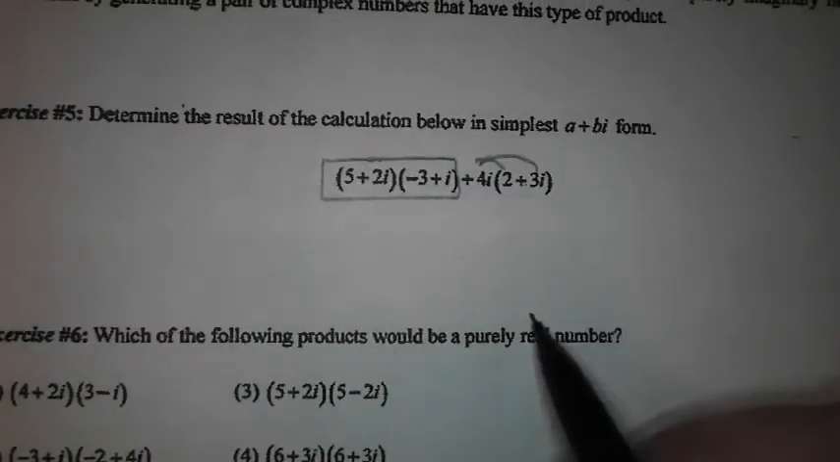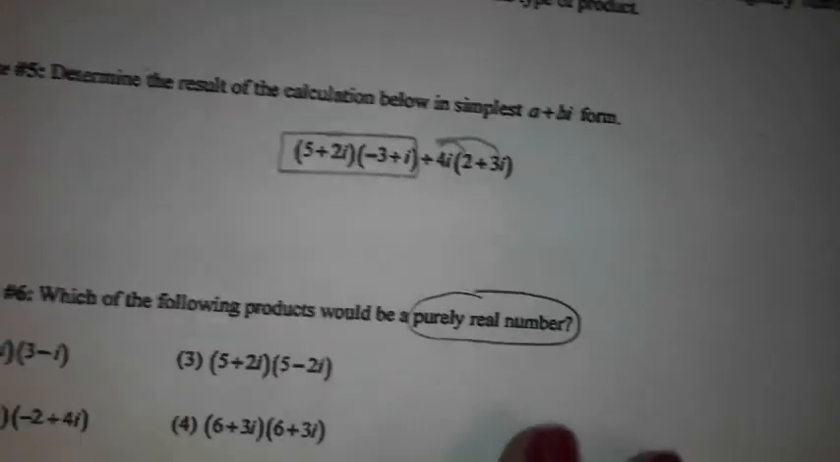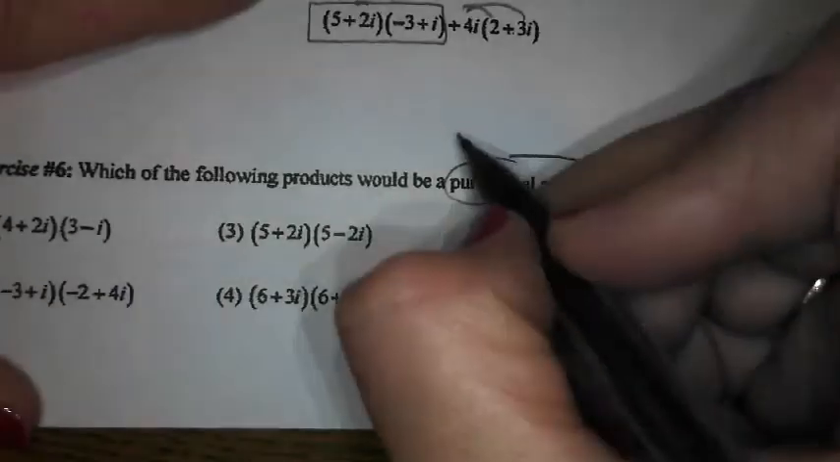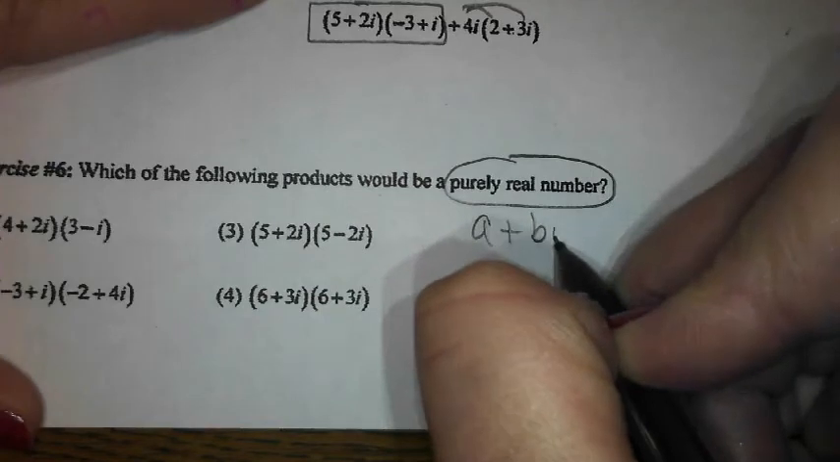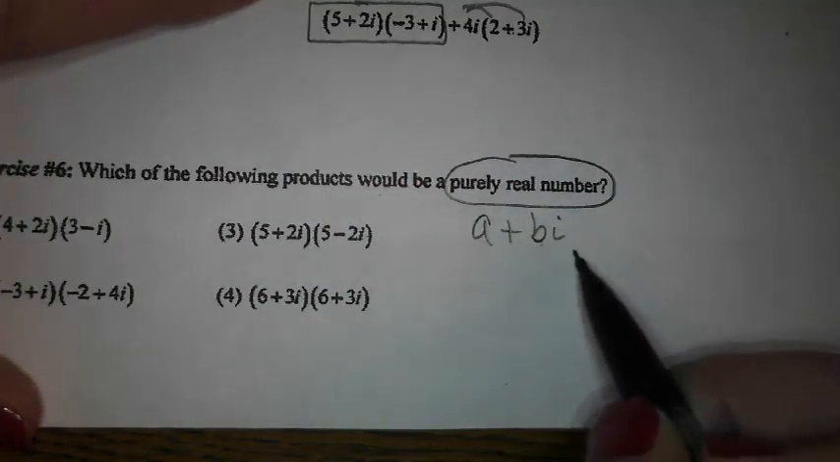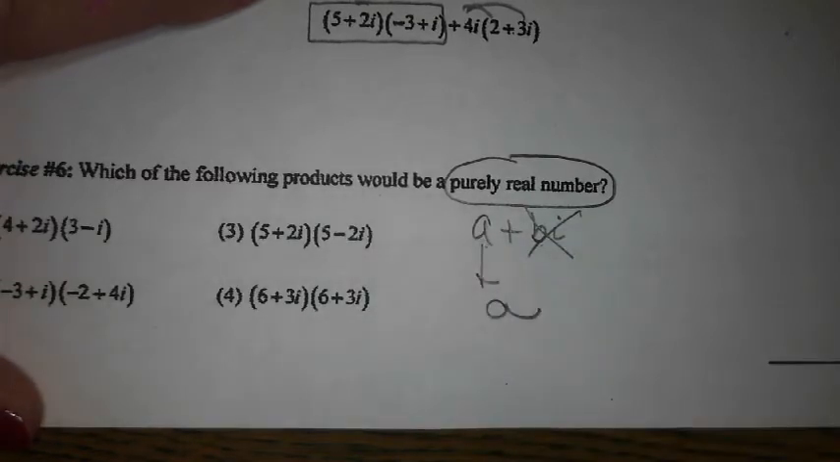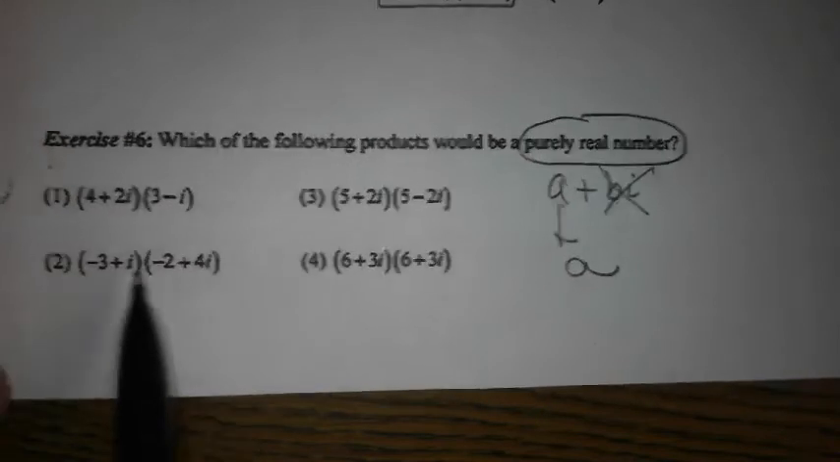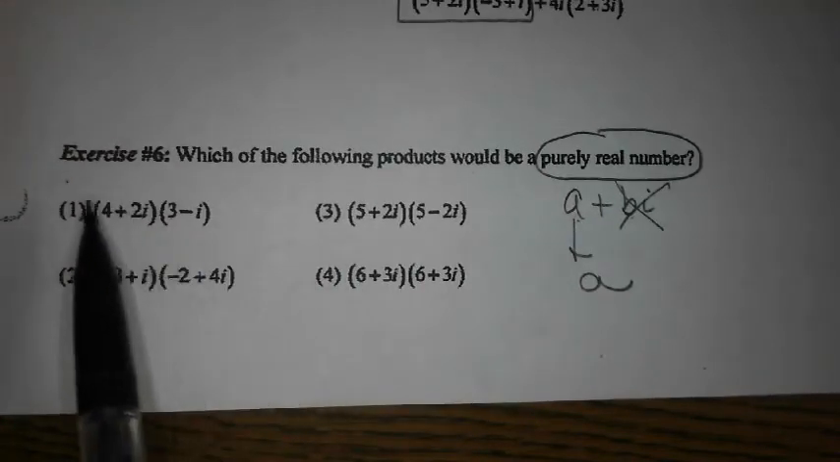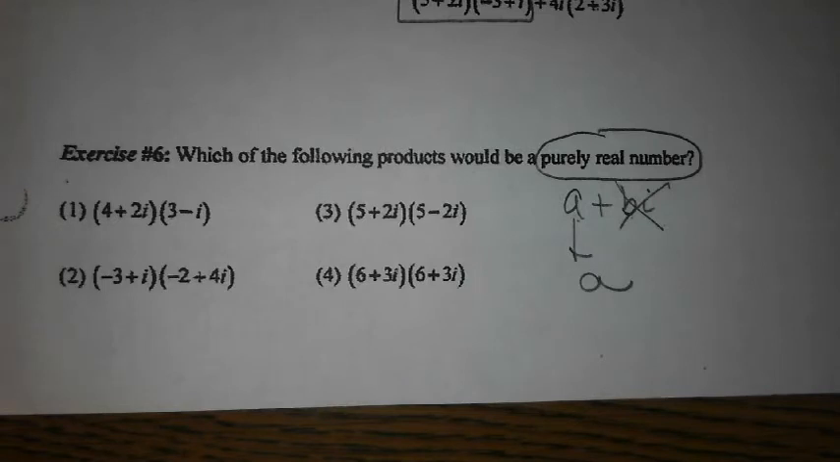I do just want to talk about purely real numbers. A purely real number is something that, when I have the a plus bi format, b is going to be 0. You're going to have no i's, and so it would just end up being a. Does that make sense? So you'd sort of have to guess and check on this one. You'd have to FOIL all these out and see which one the i terms cancel. Can you look quickly? Can anyone tell me what it's going to be?